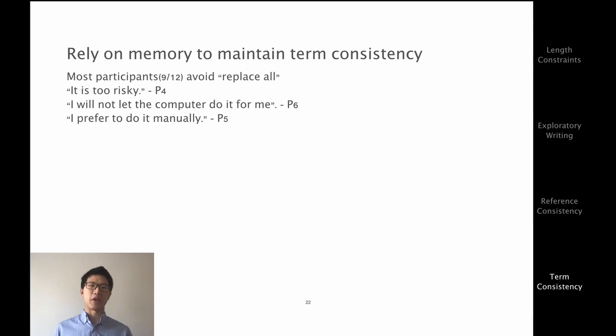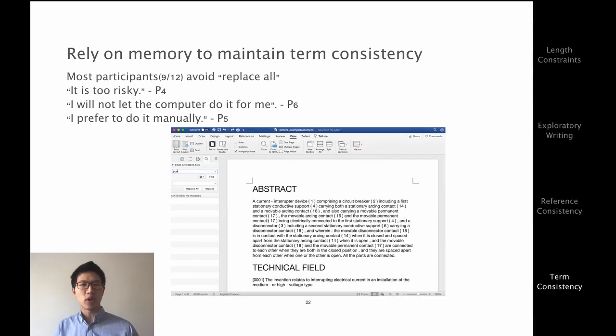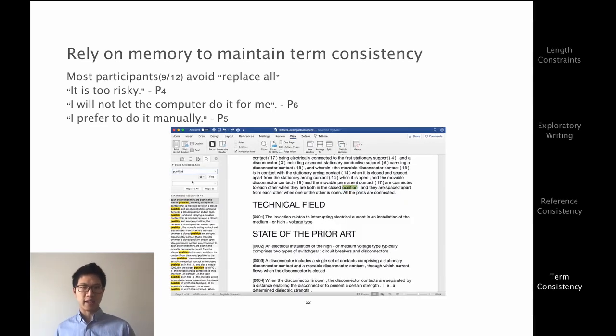I prefer doing it manually. For example, here I want to replace "position" with "state". So I see the occurrences on the left panel, and I want to replace the first one.